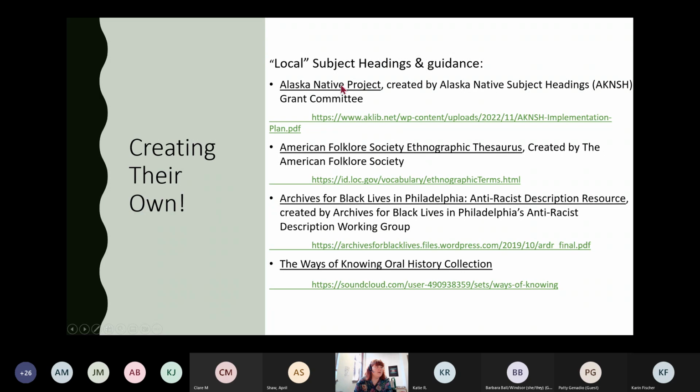The American Folklore Society Ethnographic Thesaurus was created by the American Folklore Society, and their terms can be found at this link. It's another example. While this resource here is not a specific vocabulary, it is a really great guideline. The Archives for Black Lives in Philadelphia's anti-racist description resource was created by their anti-racist description working group. So they created a working group, and it's a really interesting guideline document to think about.